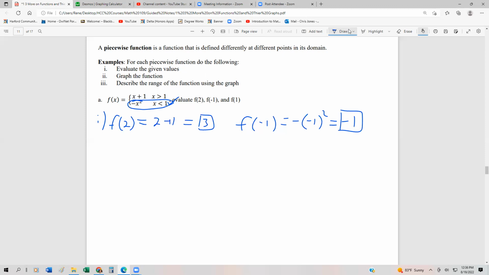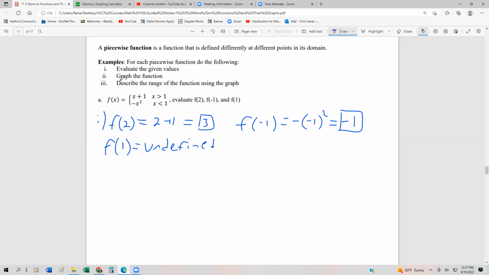Now, just like any other function, not every value is going to be given inside the domain. For f at 1, notice that 1 is neither greater than 1 nor less than 1. So f at 1 is undefined for this function, or it does not exist, just because it's not within the domain.